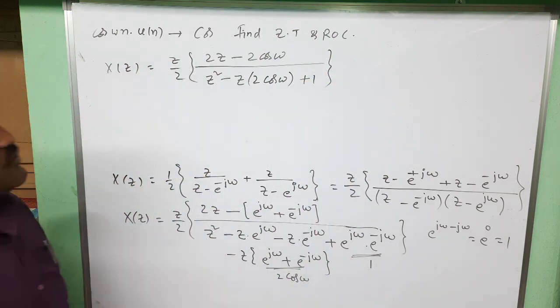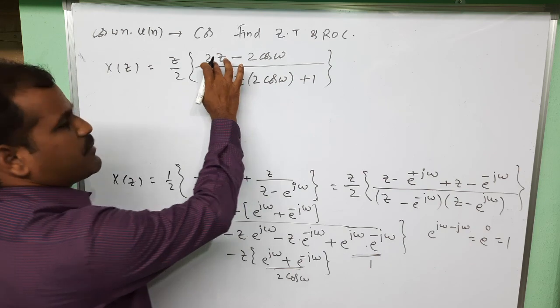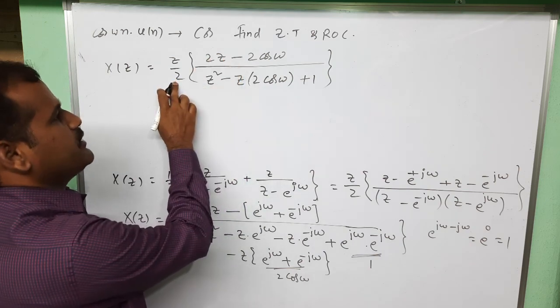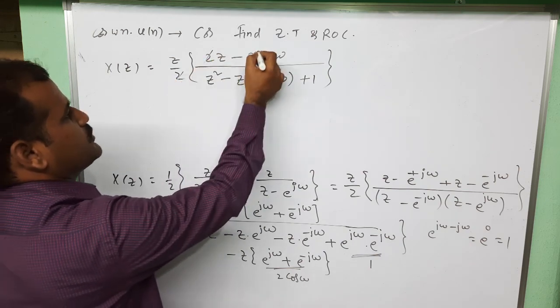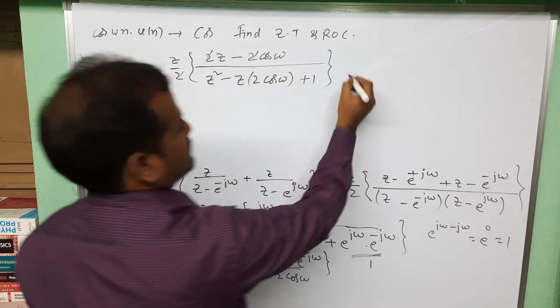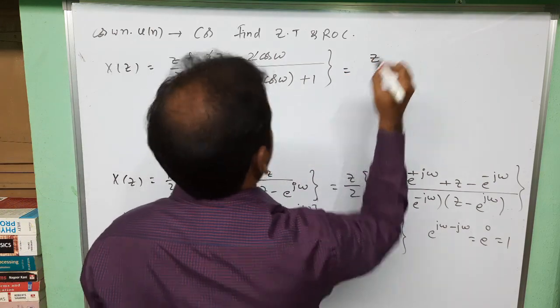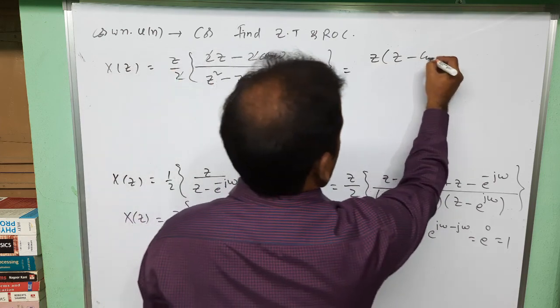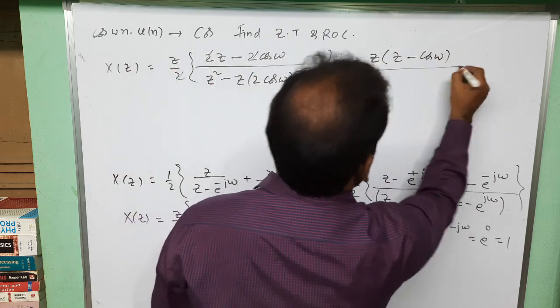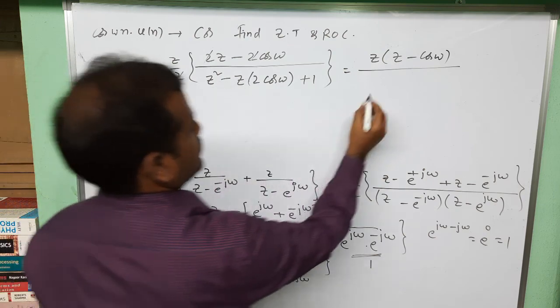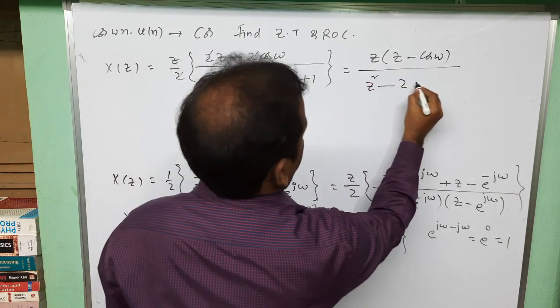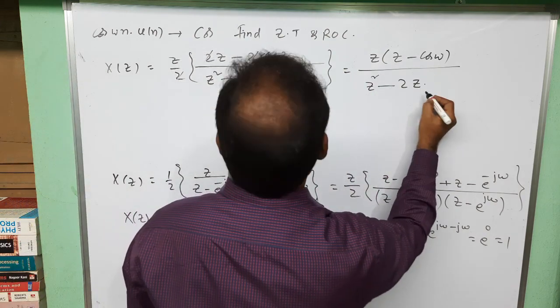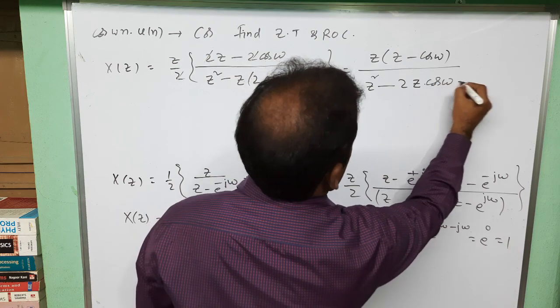And for further simplification, we can take 2 common. In the denominator 2 is there, so the 2 cancels. So the remaining expression we have is z multiplied by z minus cos omega divided by z square minus 2z cos omega plus 1.